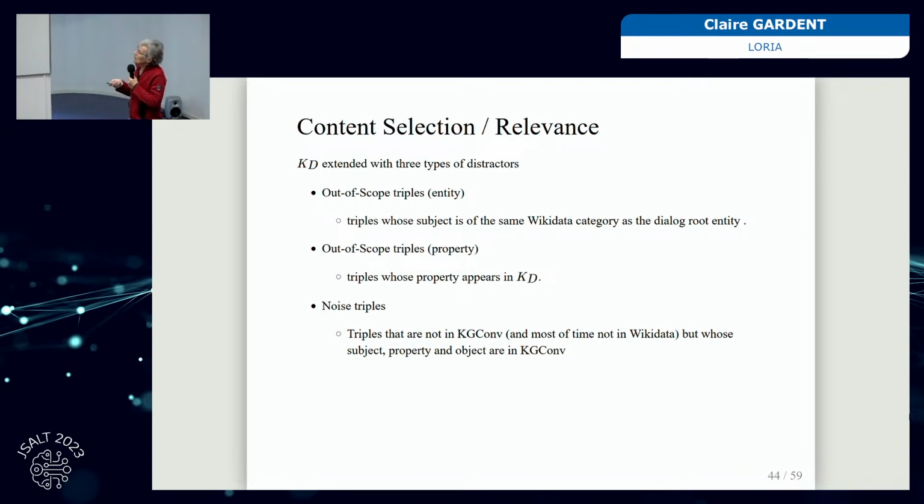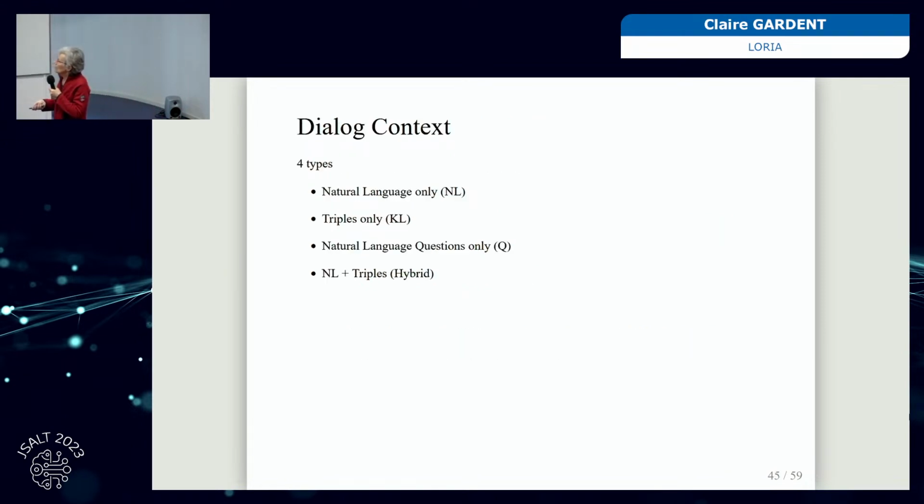We added three types of distractors, some of which are more or less similar to the relevant triples. The first type are facts where the subject is of the same Wikidata category as the dialogue root entity, the entity the dialogue is talking about. So the triples talk about entities that are similar to the entities the dialogue is about. The other is the same thing with properties: we take a property associated with the dialogue, but the triple is not relevant to that dialogue. The third is just a random triple that has nothing to do with the current dialogue.